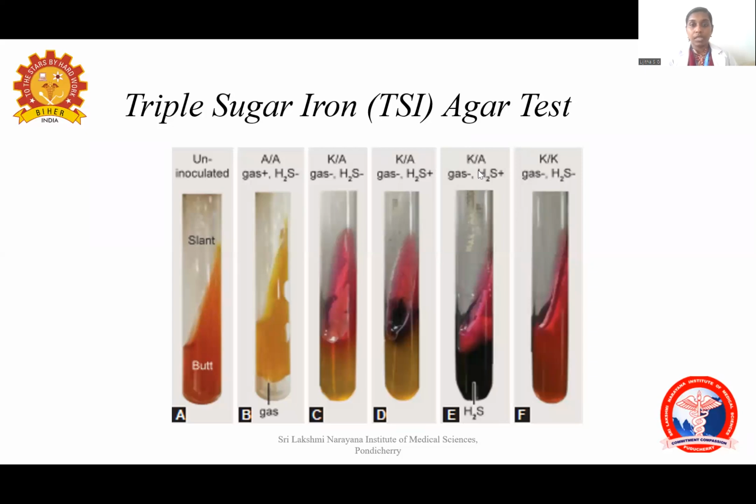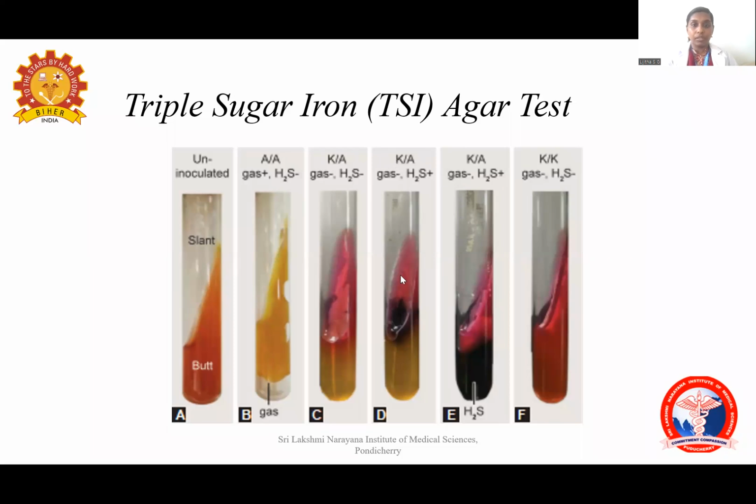So in the second last tube, K by A is written. In the slant area, it is an alkaline reaction only, pink color. And in the butt area, since there is production of hydrogen sulfide, we will assume that the area is acidic, because hydrogen sulfide production is expressed only in acidic media. That is how we assume. So we are writing it as K by A. Hydrogen sulfide production is there, gas is not there. That is how K by A, gas minus, H2S plus.